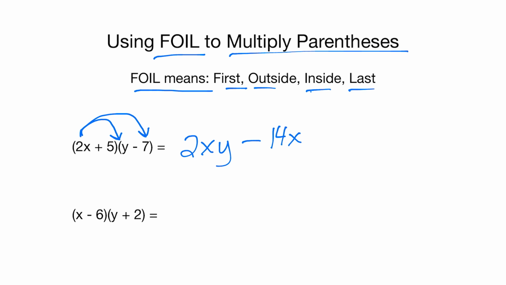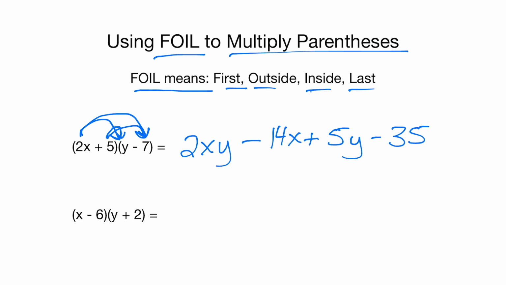Then we have the inside. So positive 5 times y would be plus 5y. And then 5 times negative 7 would be minus 35. Okay, so we distributed by using the FOIL method to multiply parentheses.